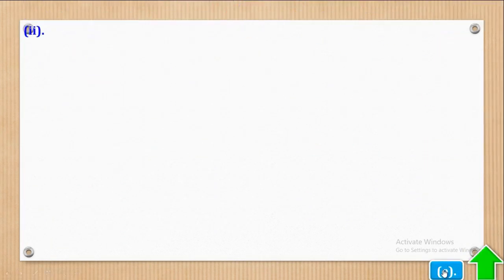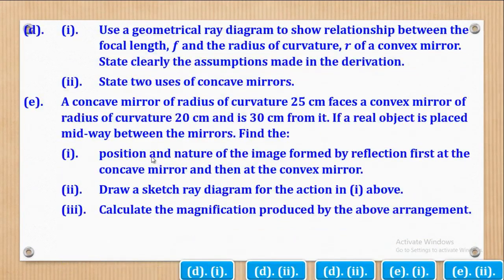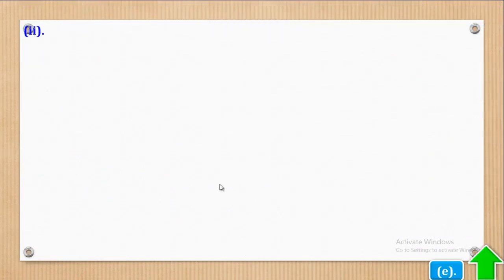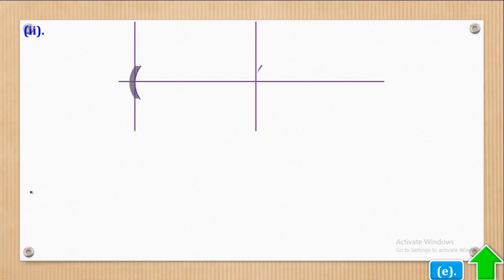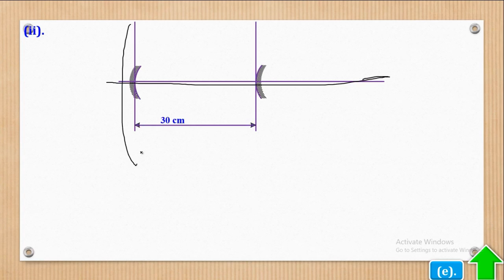So now we shall go to Roman 2. For Roman 2, they say draw a sketch ray diagram for the action in Roman 1 above. The first thing to do is to set up the two mirrors facing each other. So this is the principal axis. This is the first mirror and this is the second mirror. So this is the converging mirror, and this is the diverging mirror.